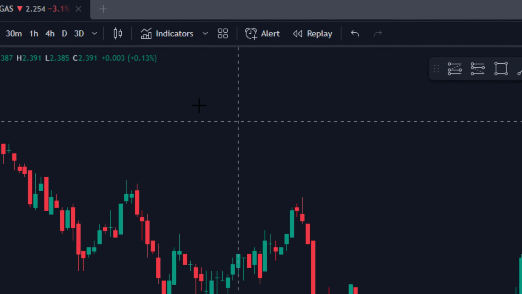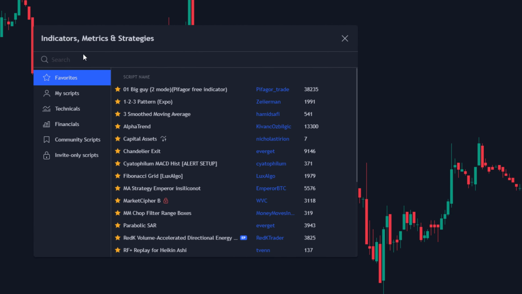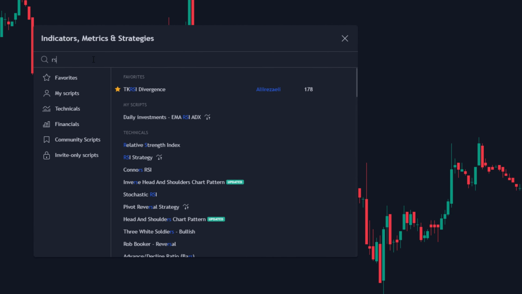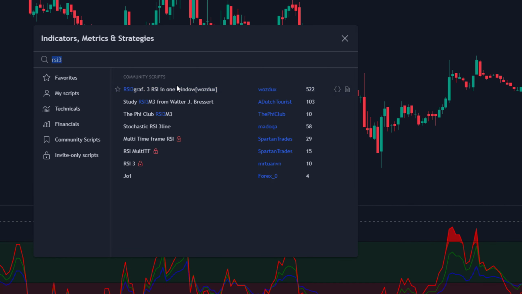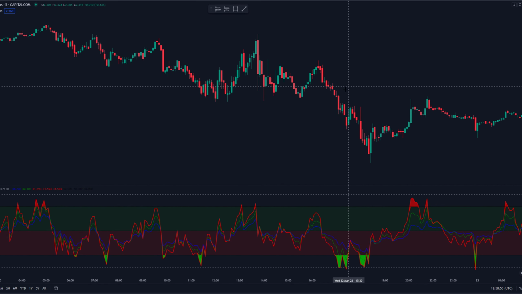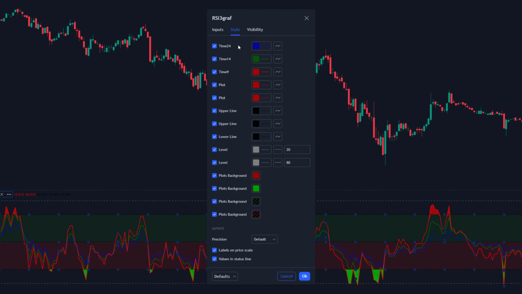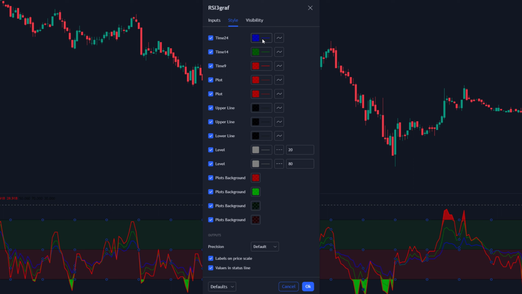When we go to the Indicators tab, we're looking for the indicator named RSI 3 graph. Now let's open the settings menu of the indicator and change some values to have a better and clear vision. You can always pause the video if it goes too fast.